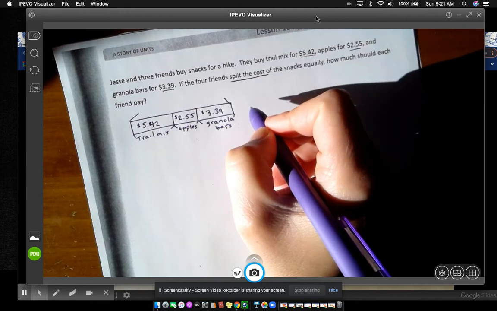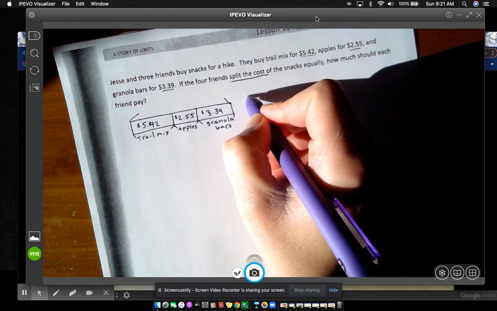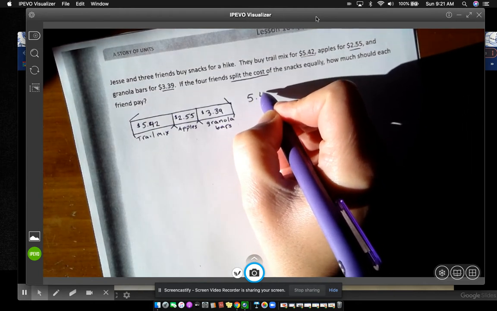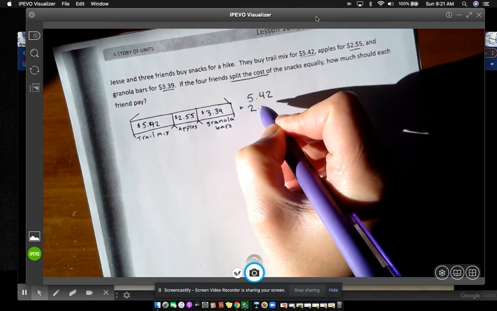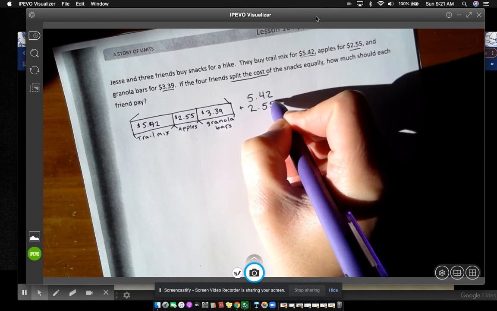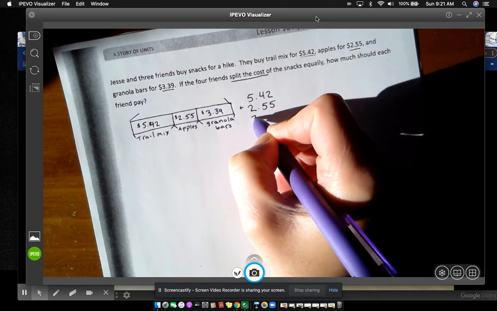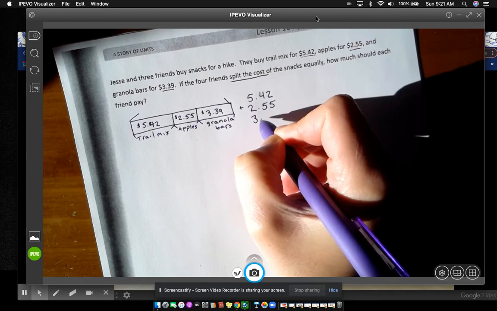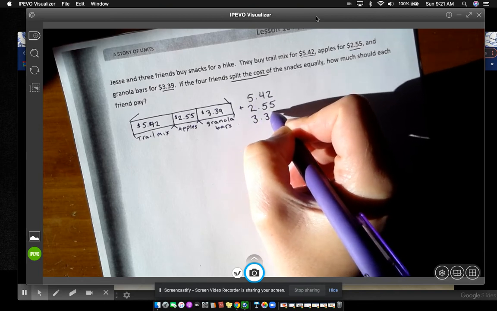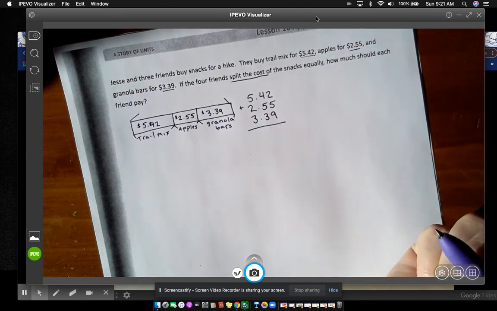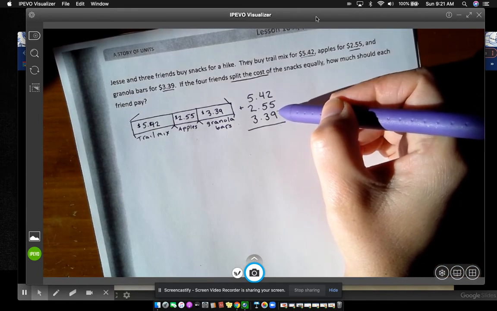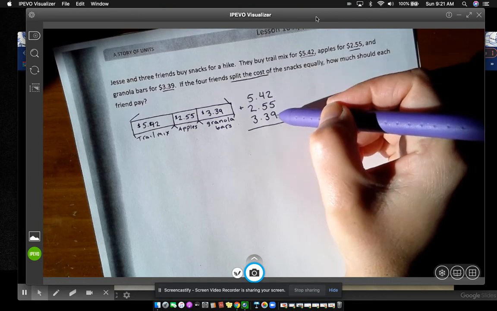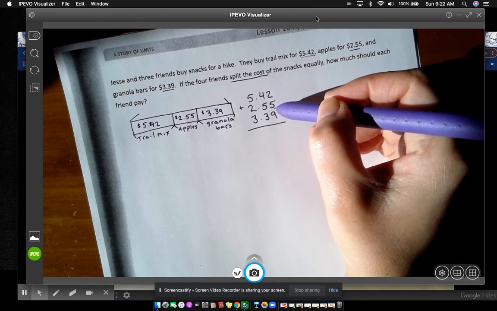So I'm going to add up the 3 parts. $5.42, and I'm going to set this up in a standard algorithm like we've been practicing in class. I'm going to make sure I'm writing neatly and lining up my place values and my decimal points. Okay. Now adding with 3 addends can be tricky, but I can keep 3 numbers in my head at one time. I'm going to choose the 2 easiest.